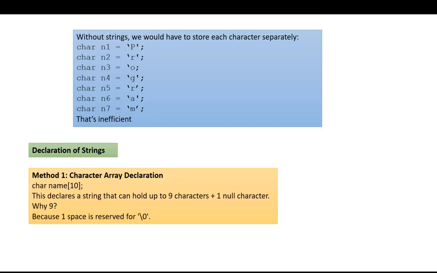How should I declare a string? One most common important method is this: char name of size of the array. This declares a string which can hold 9 characters followed by one null character. Why 9? Because one space is always reserved for the null character at the end of the string. Important point to remember.